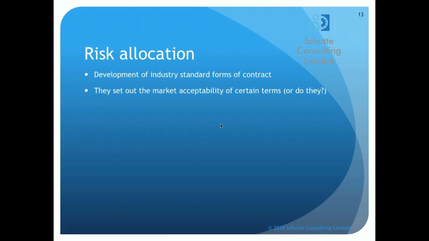Now I put in a question there, slightly cheeky maybe: or do they? Do they actually set out market acceptability? We're debating that all the time at different levels of industry, and I'm sure whichever sector and industry you are in as a project manager, you're also talking about how the standard forms of contract that you come across are viewed within the market, and are they any good? So nonetheless, do start with a standard form. I find that the most helpful place to start. It gives a good grounding, a good foundation, and a great framework from which to start talking to the other party.